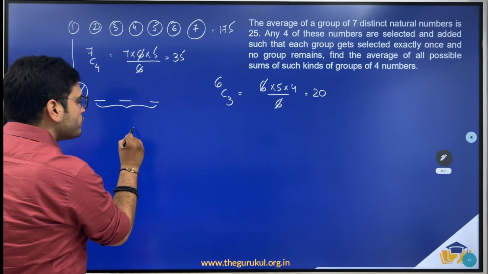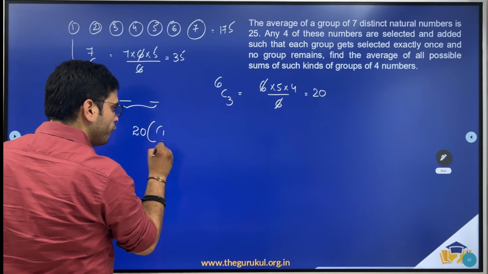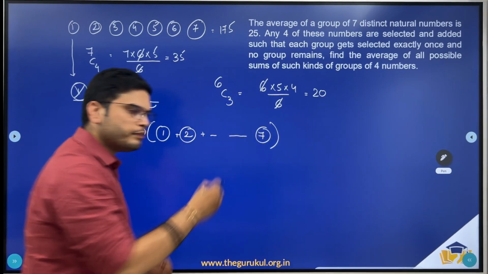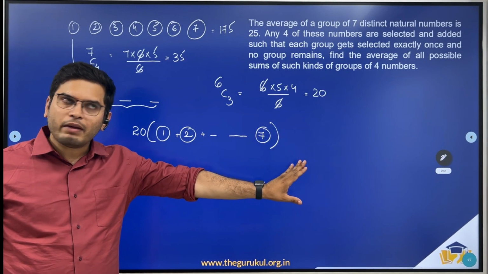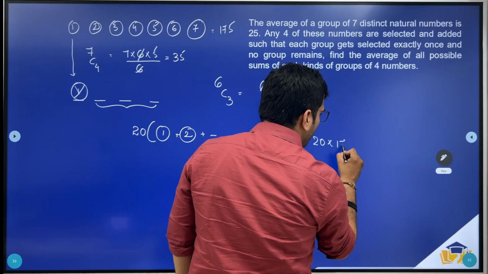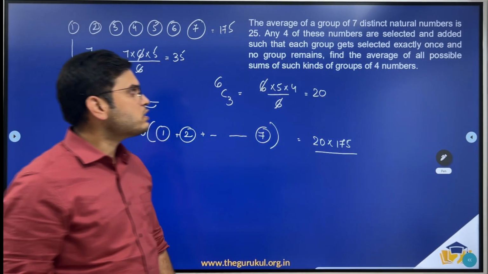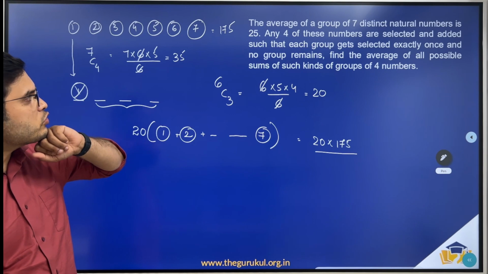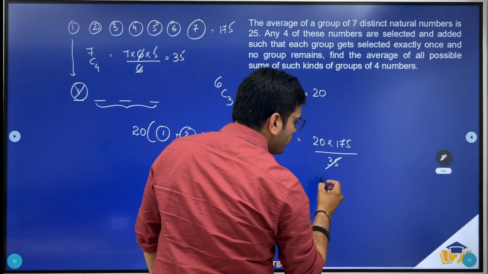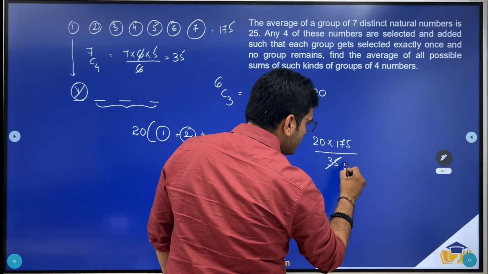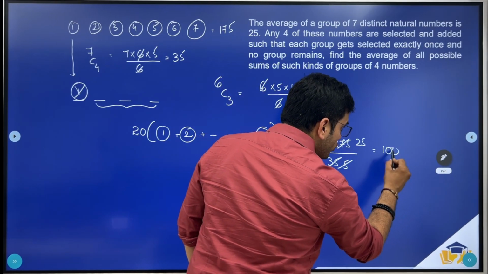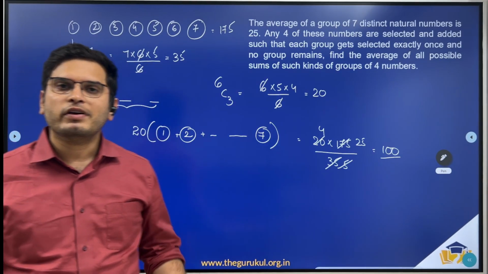So the sum of all the groups would be 20 times the first number plus second number, so on till the 7th number. Done. Now we know that the sum of these 7 numbers is 175. So the sum would be 20 into 175. Now what was asked? We are asked to find the average. So how many such groups are there? 35. Divide it by 35. Right. So 7 5s are 35, 7 25s are 175, so 5 4s are 20. So 4 into 25, 100 should be the average. Right. So the answer for this question becomes 100.